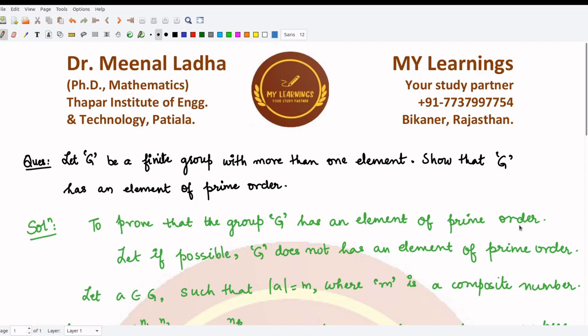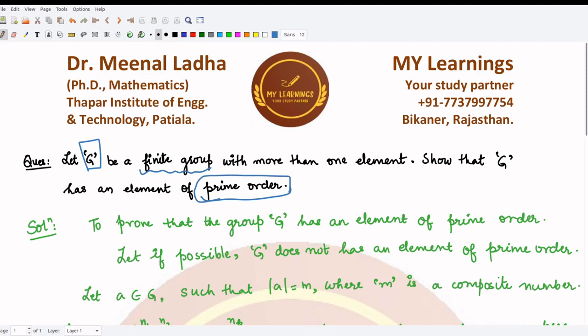In this video, we shall be solving this question which states that if G is a finite group with more than one element, then we are given that G is some group of finite order. So it contains a finite number of elements, which could be any number. Now we have to show that G has an element which has prime order. So we need to prove this.